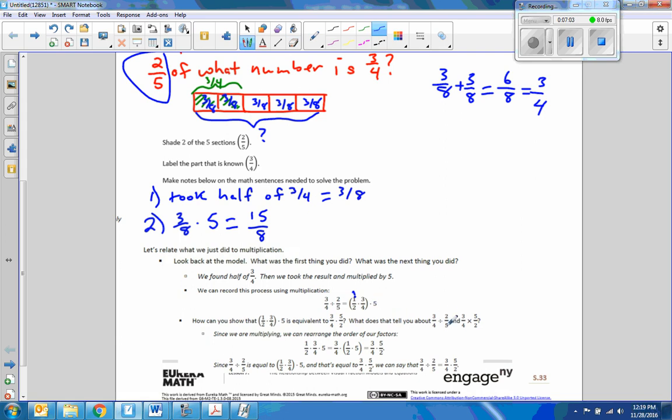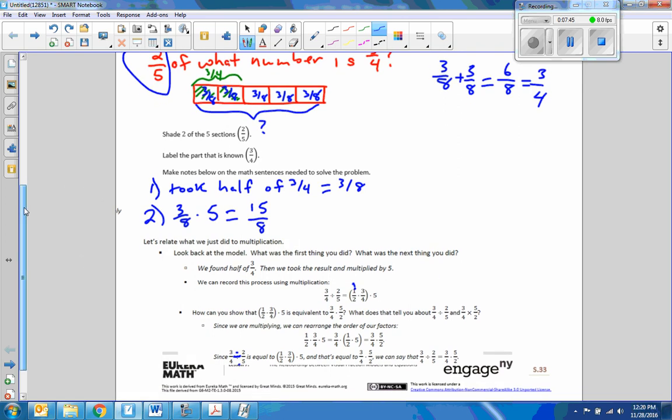So we take 3/4 divided by 2/5 and 3/4 times 5/2. Therefore, since we are multiplying, we can rearrange the order of our factors. 1/2 times 3/4 times 5 equals 3/4 times 1/2 times 5, and 1/2 times 5 is 5/2. So it gets us back to that 3/4 times 5/2. Okay. So since 3/4 divided by 2/5 is equal to 1/2 times 3/4 times 5, and 1/2 times 5 is 5/2, we're taking the division here, and we're flipping over the 2/5 and calling it 5/2 and multiplying.